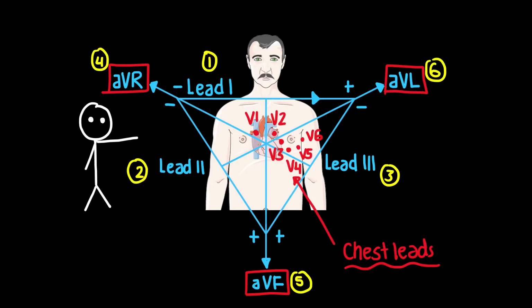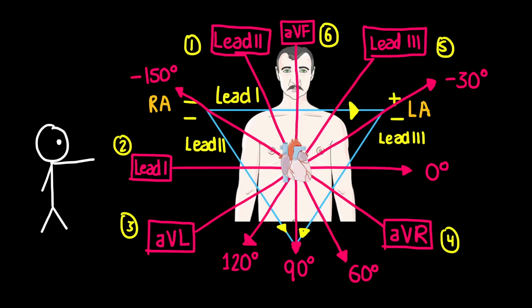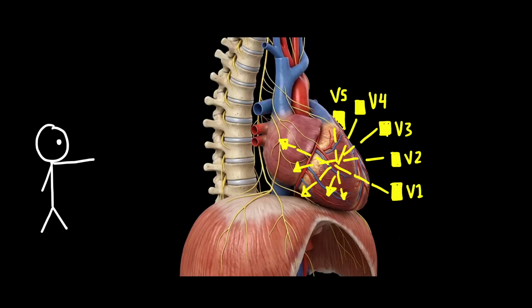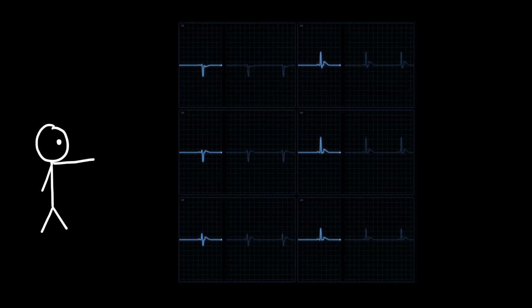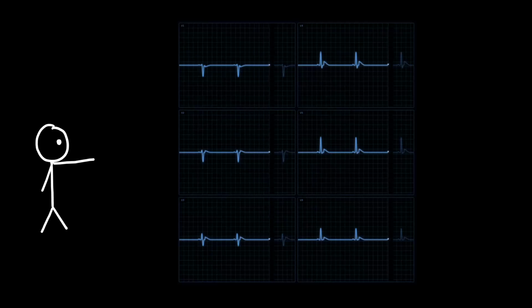So now we have 6 limb leads and 6 chest leads. 12 leads in total. And now you know why. Because 6 are watching the frontal plane, left, right, up, and down, and 6 are watching the horizontal plane, front to back, from the right ventricle to the left ventricle. 12 windows all recording the same heartbeat at the same time from 12 different directions.